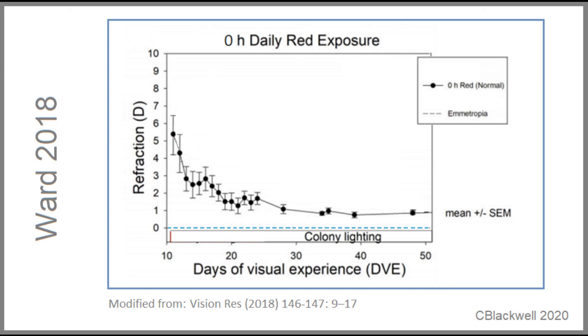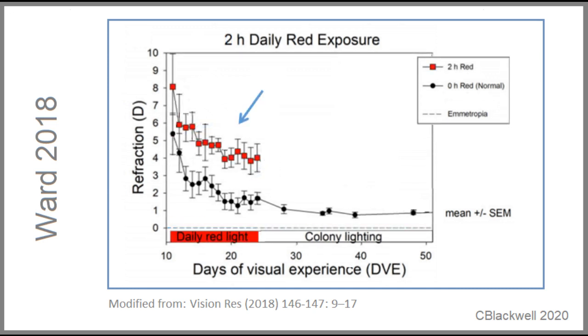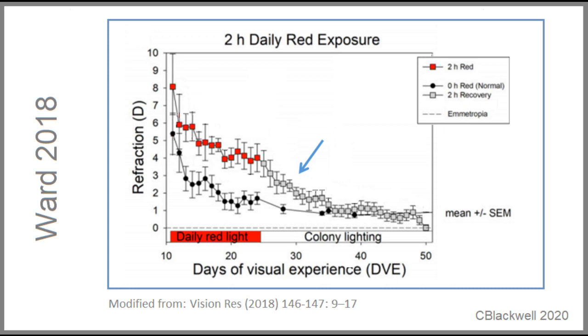This is the control group, animals that had no exposure to red light, showing what normal development looks like. They started out moderately hyperopic and progressed toward emmetropia, ending slightly hyperopic. Adding exposure of 2 hours of red light per day, the red squares, slowed down progress toward emmetropia considerably. Interestingly, when the red light was discontinued, the eyes redirected their course toward emmetropia.